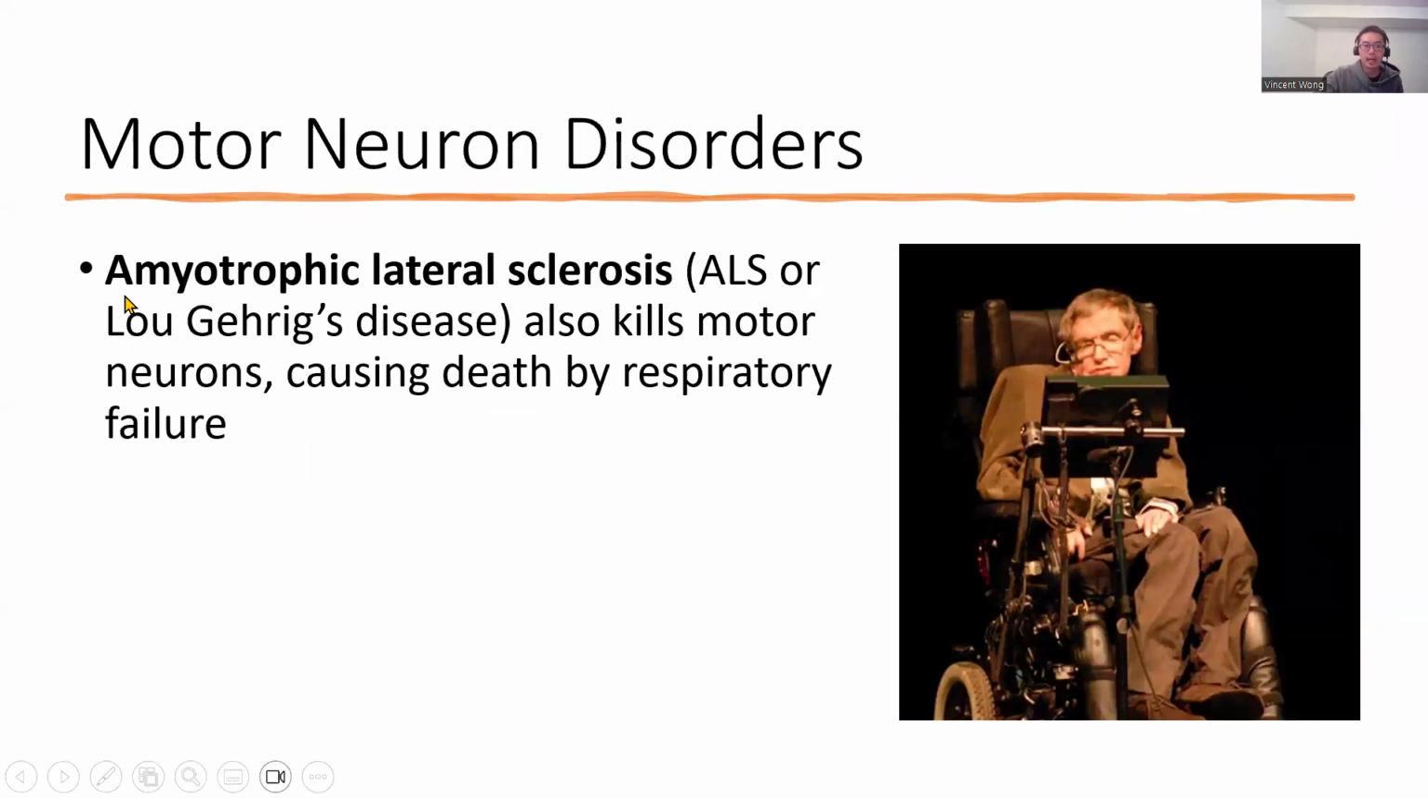Okay, another one is amyotrophic lateral sclerosis, or ALS. There's another name for it, Lou Gehrig disease, which also kills motor neurons, and the person would become paralyzed as a result of that. This is an autoimmune disease, though. Okay, it's not a virus that you catch. This is when your body turns against itself. Many of you probably know Stephen Hawking. He had ALS, but he was able to live a relatively productive life despite his disability caused by the disease.